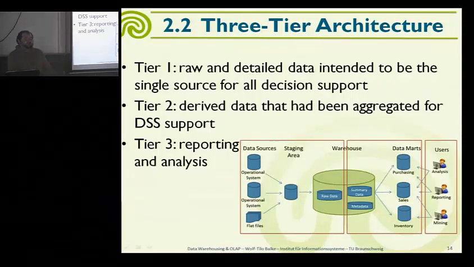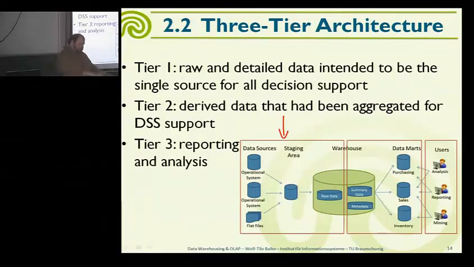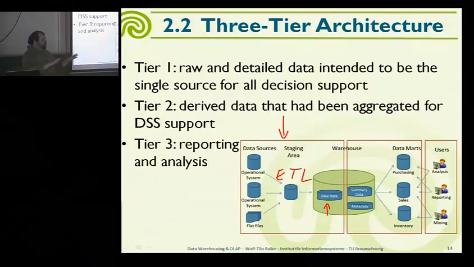Then there's a three-tier vertical architecture. So in the first tier, you have the raw data, right? Everything that deals with the raw data. You have the operational data, you have the staging area where you clean and transform, and you have the data that is put into the data warehouse. And this is only ETL, right? This is the only process that runs in this area.